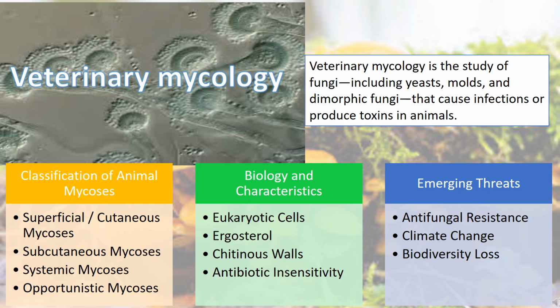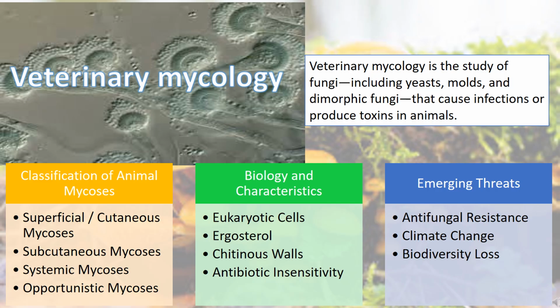Emerging threats. The landscape of veterinary mycology is changing rapidly due to several global influences. Antifungal resistance. The excessive use of agricultural fungicides shares structural classes with veterinary medicines, accelerating resistant strains in companion animals and livestock. Climate change. Shifts in regional temperatures and humidity are altering the geographic range of soil-dwelling fungi, pushing deep systemic mycoses into areas where they were historically unseen.